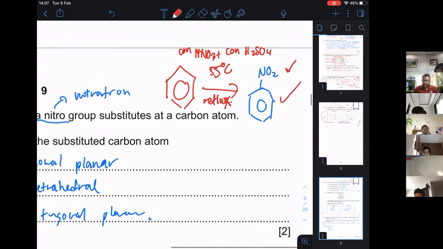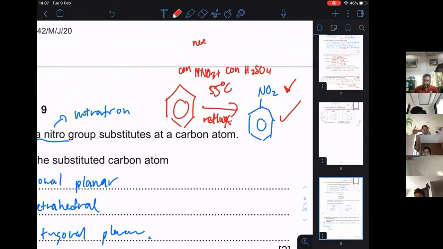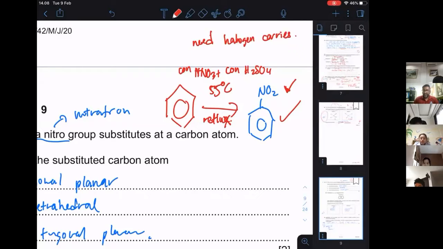So here, do we need any halogen carriers? Let me ask you, maybe Victoria, do you need any halogen carriers here? No, yeah. Please go and find out. In this case I don't think you need any halogen carriers, because the NO2+ is very reactive. When it is very reactive, I don't think you need any halogen carriers. But please check again.